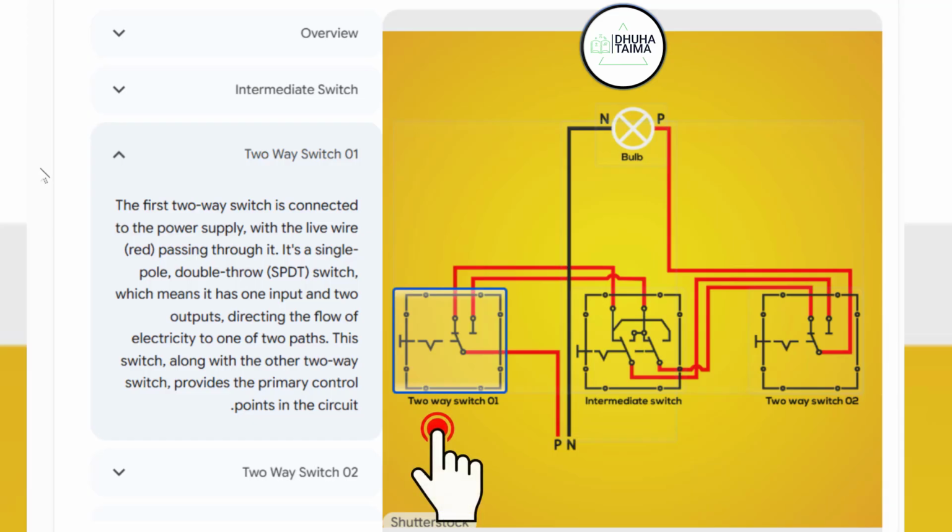The first two-way switch is connected to the power supply, with the live wire, red, passing through it. It's a single-pole double throw, or SPDT, switch, which means it has one input and 2 outputs, directing the flow of electricity to one of 2 paths. This switch, along with the other two-way switch, provides the primary control points in the circuit.